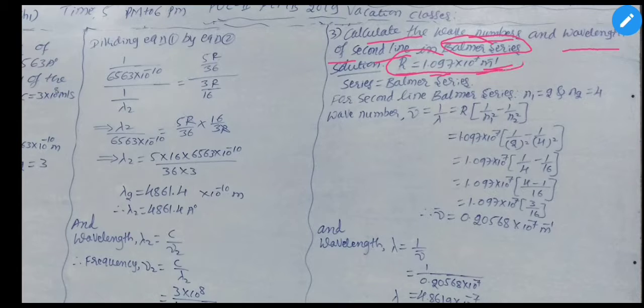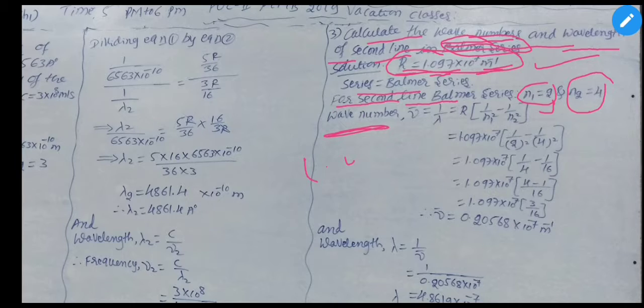What he has asked, let us observe that one. Calculate the wave number and wavelength of the second line in the Balmer series. Here he has asked just the second member, and the Rydberg constant, as is well known, is the R value, that is 1.097 into 10 raised to 7 per meter.